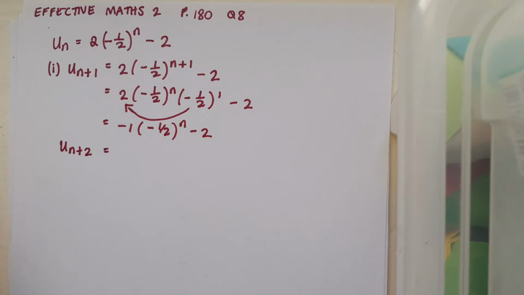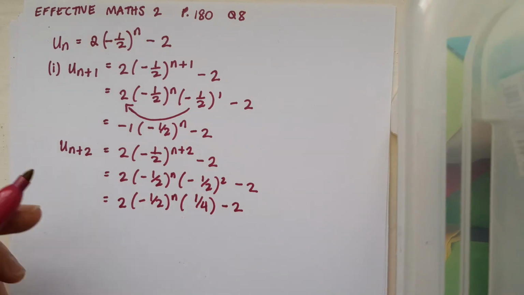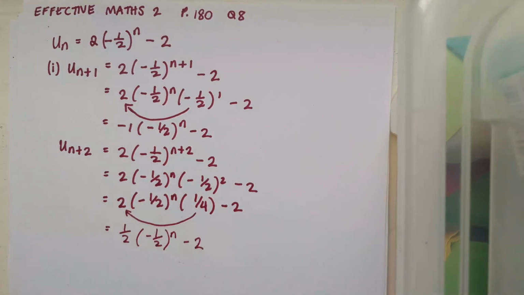And now I get u_(n+2). Again, I'll just replace the n with n plus 2. And in a similar way to previously, I'll split up my indices. So I'm going to square out that minus a half. And of course, then I can multiply the quarter directly by the 2, like so.